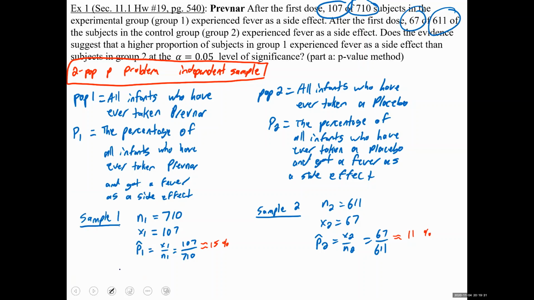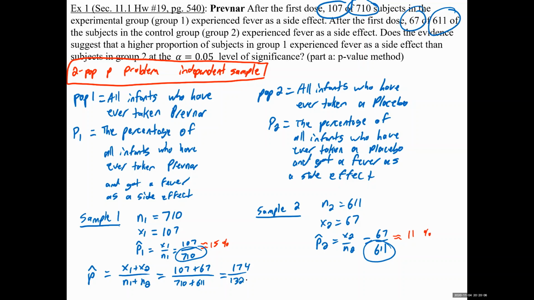Then a little bit more to write down. You got to write down the pooled sample proportion, P hat. The formula for it is X1 plus X2 over N1 plus N2. And again, what you do is you add the tops of the fractions and put it on top. So it's 107 plus 67. That goes on top. Then you add the bottoms, 710 plus 611. On the calculator, well, here, it's 174 on top and 1321 on the bottom.